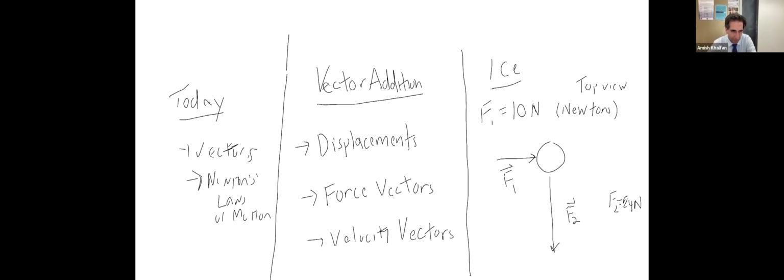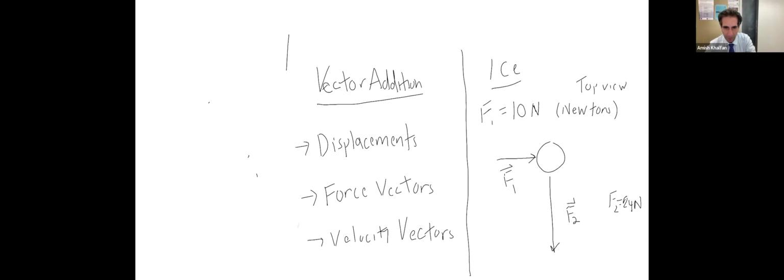Like if you could reimagine the system with a single overall force acting on it, what would that force be? That force would be called the net force, and it's just the vector sum of F1 with F2.